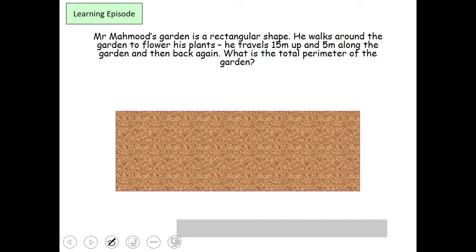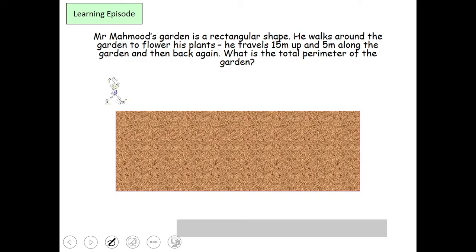So here we have a worded question, so it's important to read the question and understand what it is asking of us. So this question is saying, Mr. Mahmood's garden is a rectangular shape. He walks around the garden to flower his plants. He travels 15 meters up and 5 meters along the garden, and then back again. What is the total perimeter of the garden? So it's asking us to work out the perimeter of his garden by giving all of these measurements.